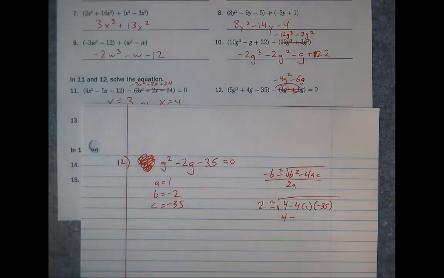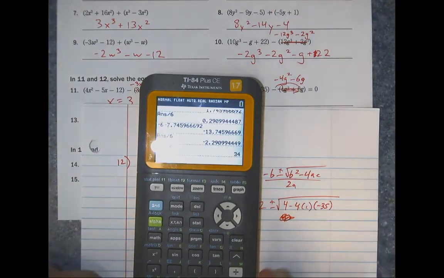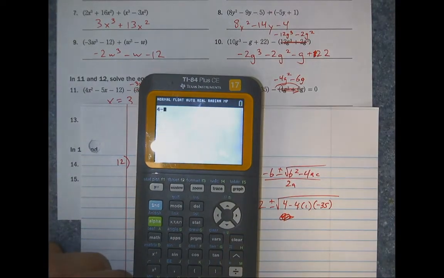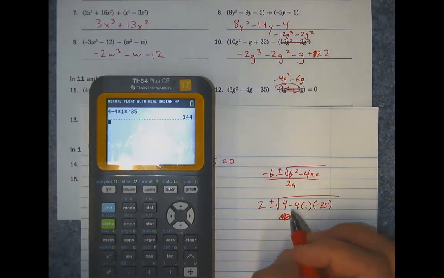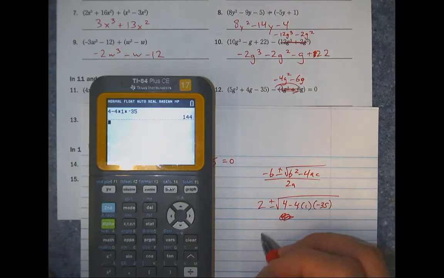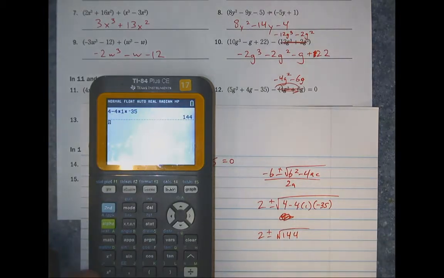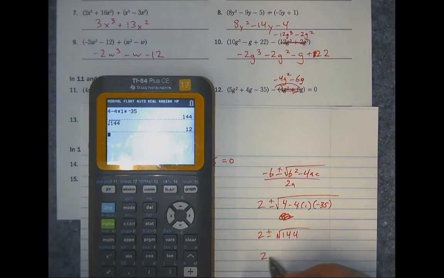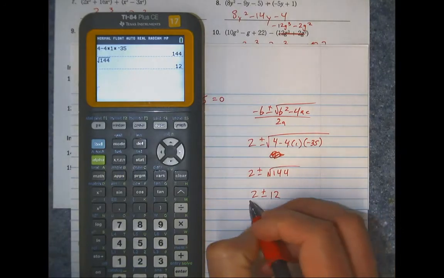Let's make sure. And in fact, you could just put all of this in at once. So let's just do that. 4 minus 4 times 1 times negative 35. So you're going to get negative 140, or I'm sorry, positive 144. So it's 2 plus or minus the square root of 144. Now I already know that's a really nice number. It's 12. So I'm going to go ahead and jump to that. So it's 12 that goes in this spot.